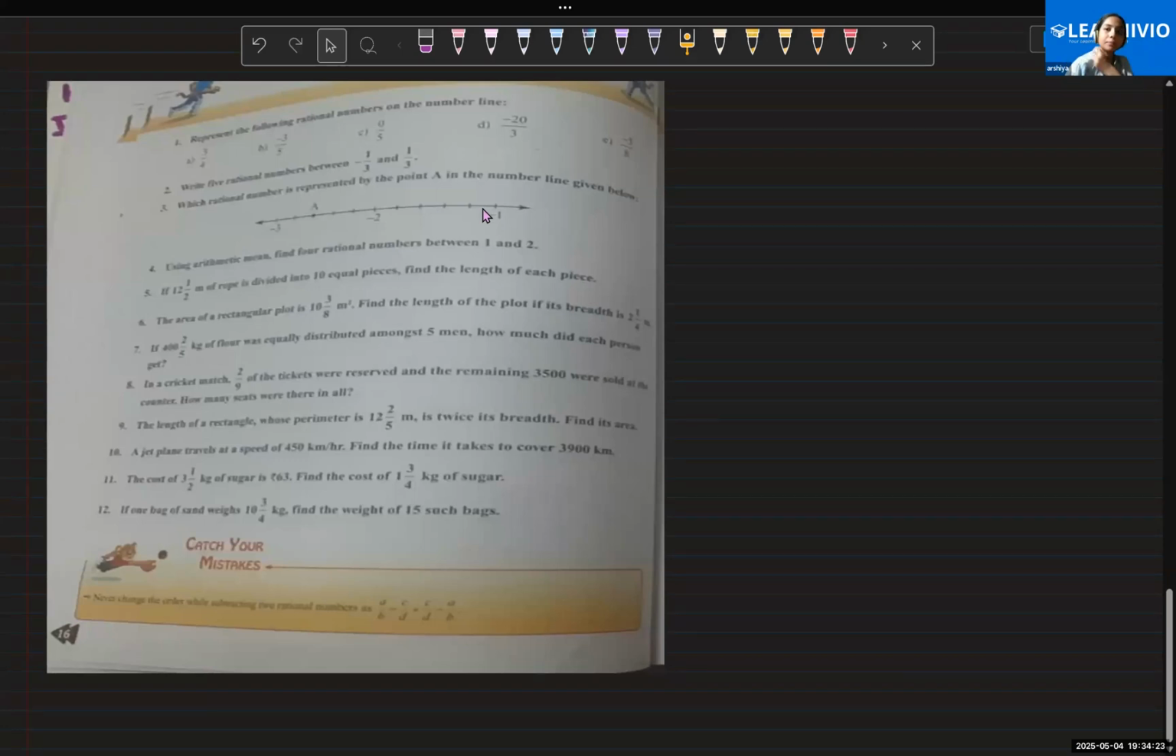Can you see the screen? Yes, ma'am. Okay. So we did question number 4 in the last class. So we'll continue from there only.